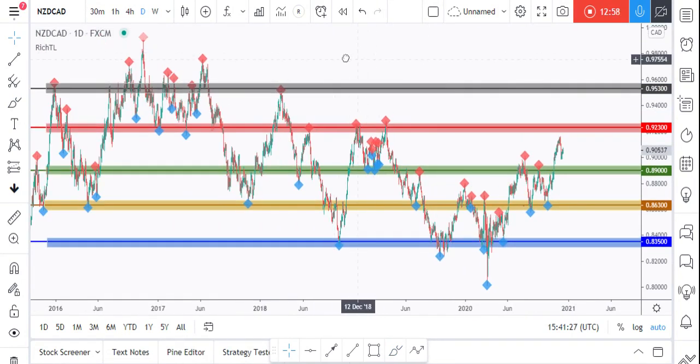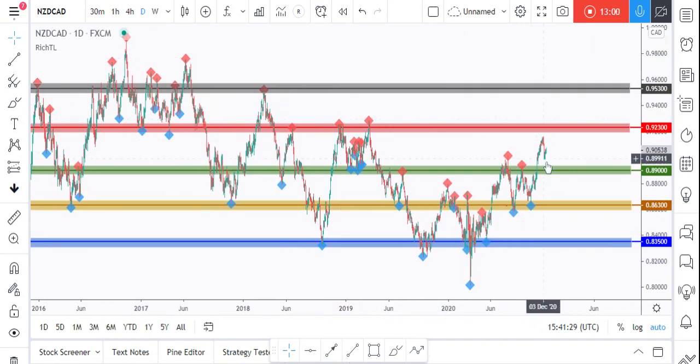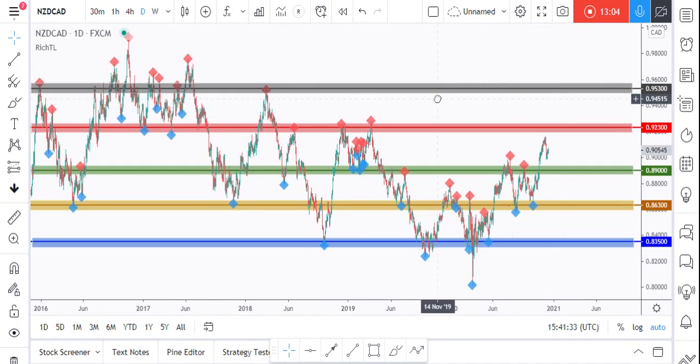That's it for the section. I'm not going into the setups and how to enter buy or sell, as this section is only about how to draw rule-based and objective support and resistance using HTL.